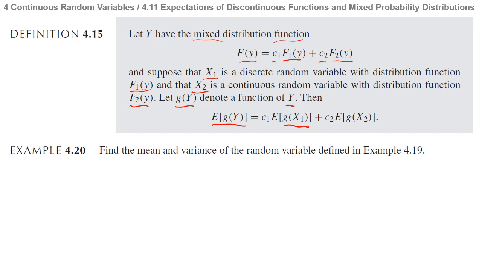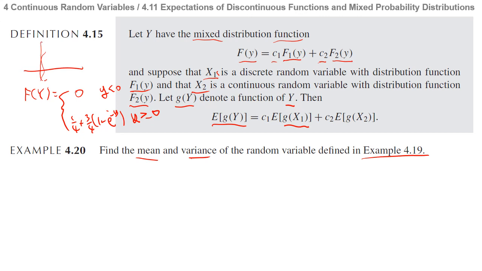Okay, let's try Example 4.20 to understand what it means. For Example 4.20, find the mean and variance of the random variable defined in Example 4.19. In Example 4.19, we have a point mass at y equals 0. So F(y) in the previous example is 0 when y is less than 0, and 1 over 4 plus 3 over 4 times 1 minus e to the minus y when y is greater than 0. The shape starts at 1 over 4 and approaches 1. So this is the distribution function for Y.